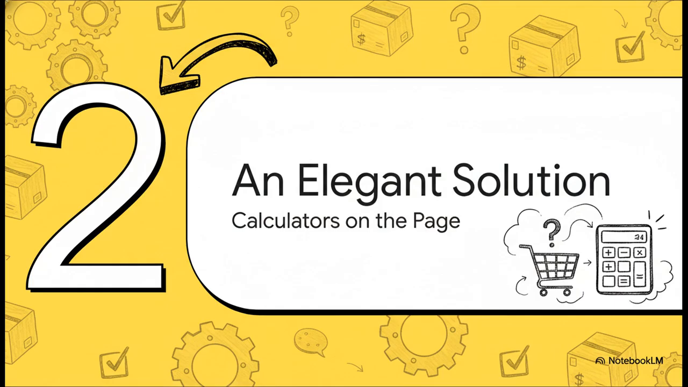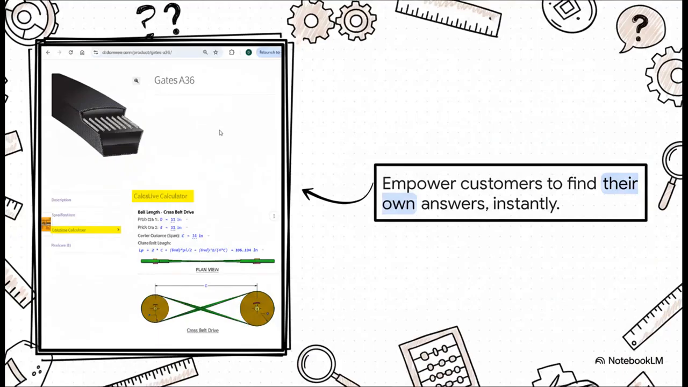Well, this brings us to a really elegant solution: embedding an interactive calculator right there on the product page. Okay, just look at this. This is the after picture, and it's perfect. It's a product page for a pretty technical drive belt. But instead of a bunch of confusing charts, right there on the page is a live calculator. The customer can just pop in their own specs, and bam! It instantly tells them the exact part they need. No more guesswork, no more clicking away to find another tool. The answer is right there.